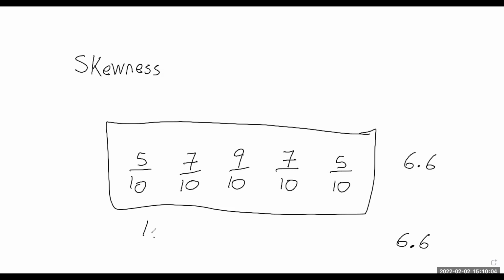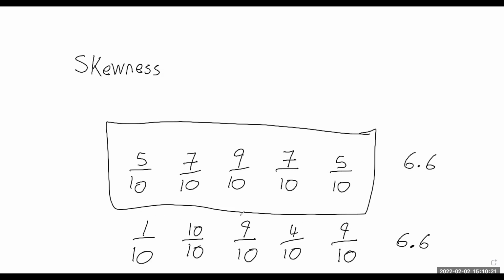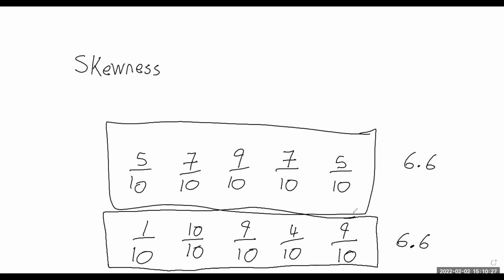Maybe somebody got 1 out of 10. Maybe somebody is going to get now 10 out of 10. Somebody else will get 9 out of 10. Somebody will also get 4 out of 10. That is 11, 20, 24, and somebody gets 9 out of 10. Notice that in this group, it's all over the place, right? So this one, right here, all over the place, we'd say that this data set is skewed. This data set is skewed, right?